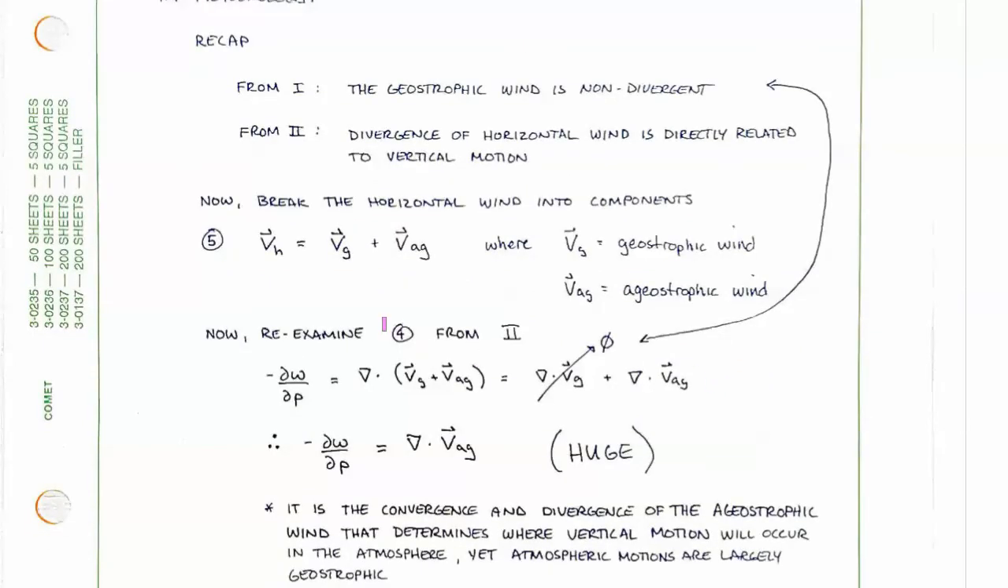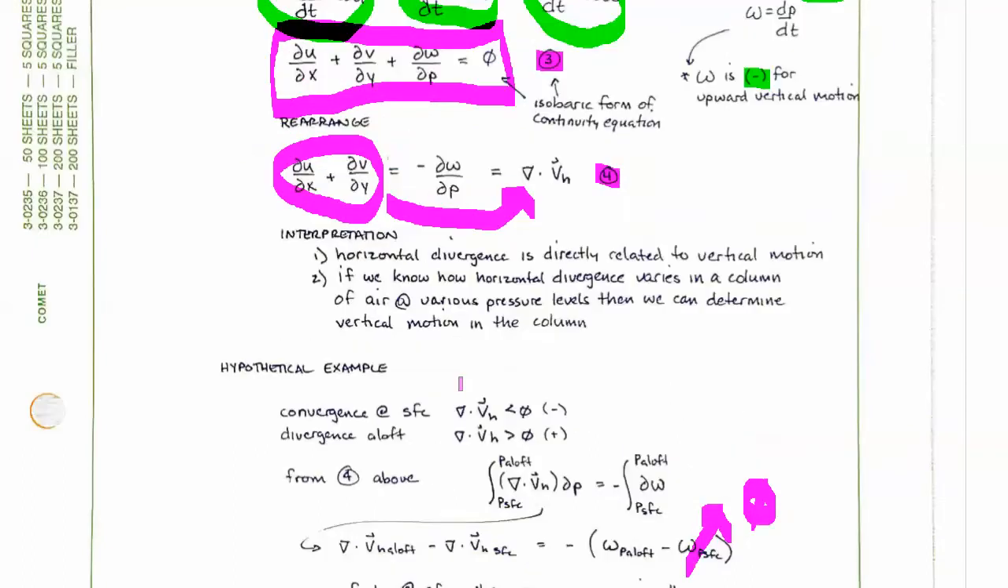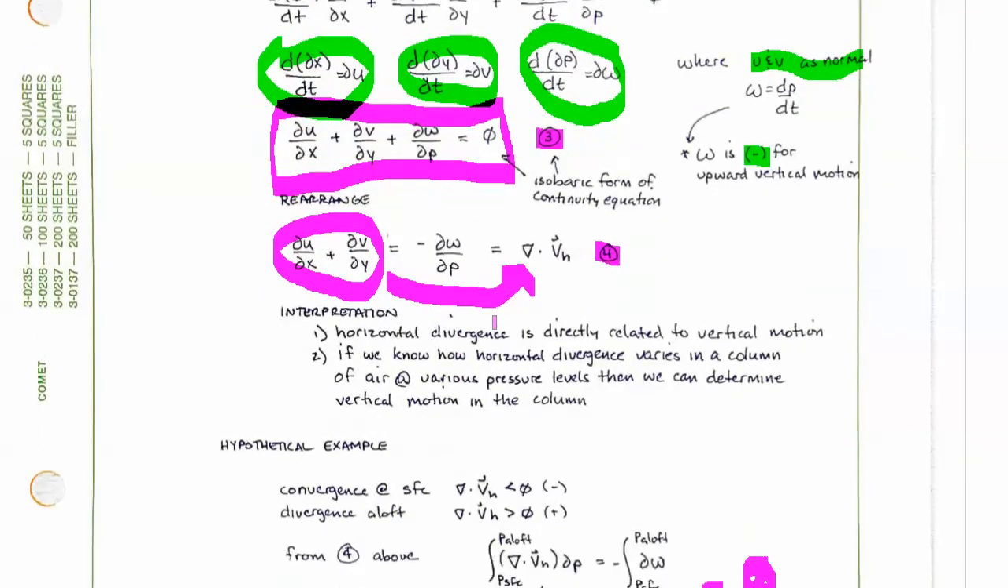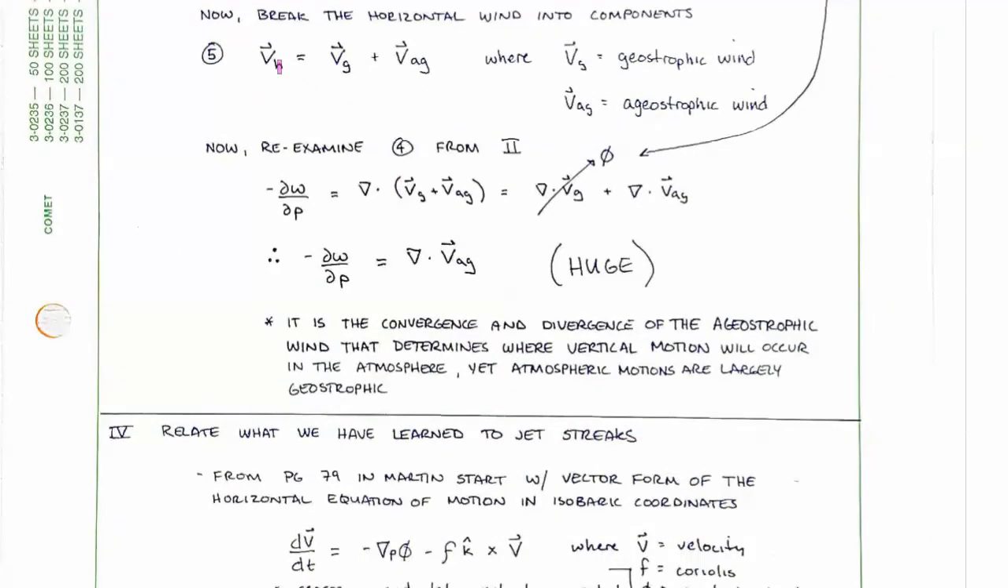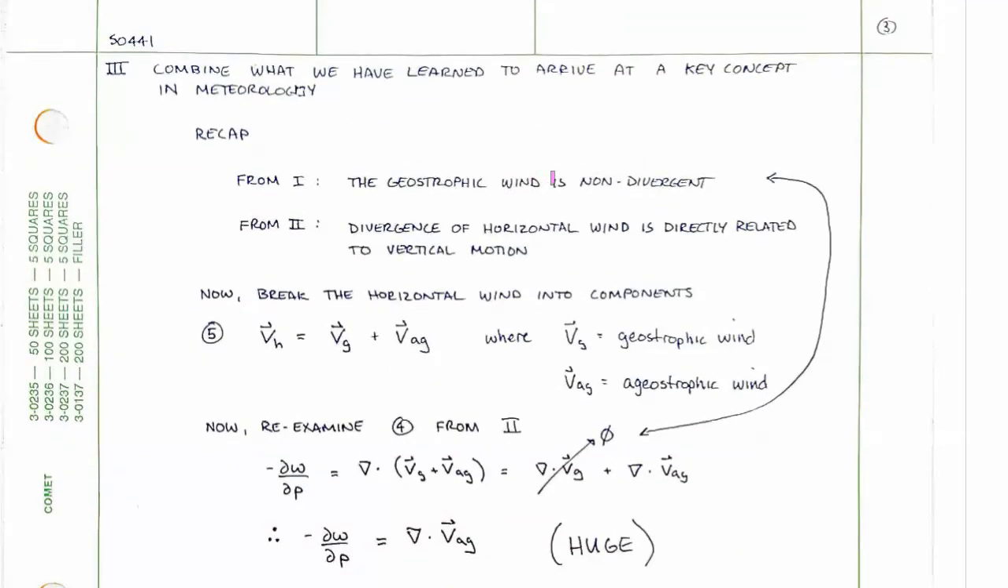Now let's re-examine equation number 4 from section number 2. So let's go up here. Here's number 4 from section number 2. So let's scroll back down. If I plug in for the horizontal wind Vg plus Vag, I end up with negative d omega dp equals del dot geostrophic wind plus ageostrophic wind. If I multiply that through, what I end up with is the divergence of the geostrophic wind plus the divergence of the ageostrophic wind. But we know from section 1 that geostrophic wind is non-divergent. So that is equal to 0.